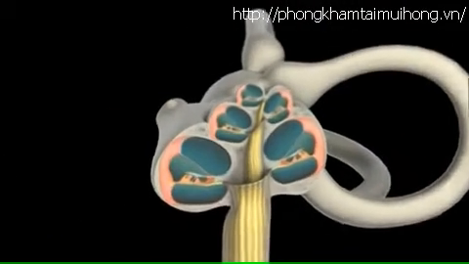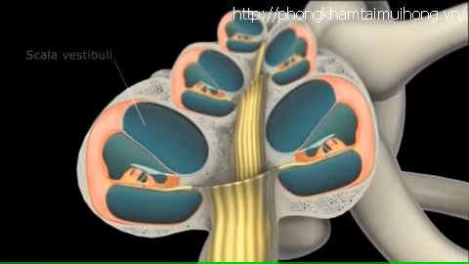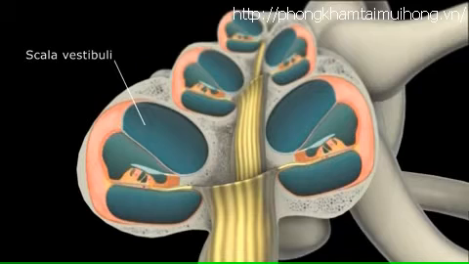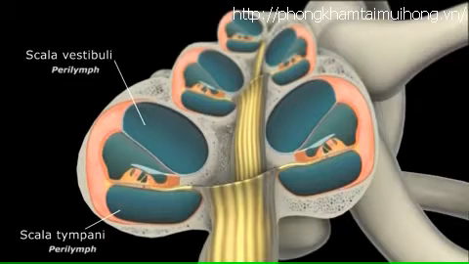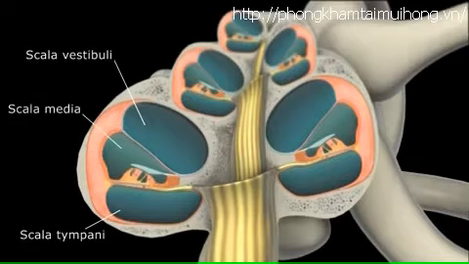In cross-section, the uppermost chamber is called the scala vestibuli. The oval window is situated at the base of this chamber. The lowermost chamber is called the scala tympani. At the base of this chamber is where the round window is located. Both the scala vestibuli and scala tympani contain perilymph. Between the scala vestibuli and scala tympani is the scala media.